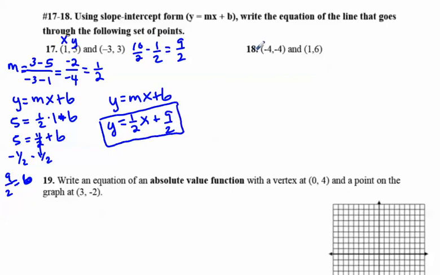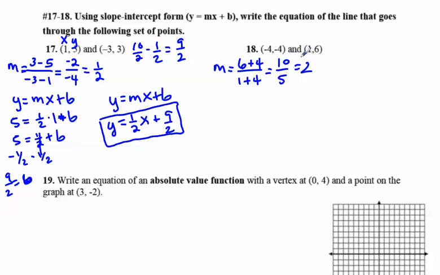Okay, in 18 we're going to do the same thing. We're going to start by finding the m. So 6 minus negative 4 is the same as 6 plus 4. And 1 minus negative 4 is the same as 1 plus 4. So I get 10 over 5, which is 2.